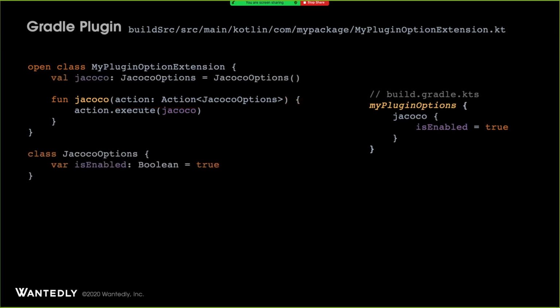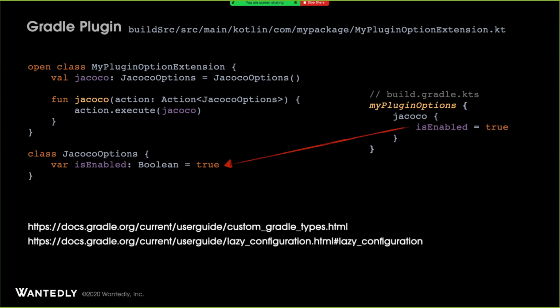So now with this setup, whenever I set this isEnabled flag from my build.gradle files, it will actually update the values inside the Jacoco options class. The example that I've given you here is configuration with simple classes and variables. For more complex types and APIs, you can take a look at the links that I put on the slides here.